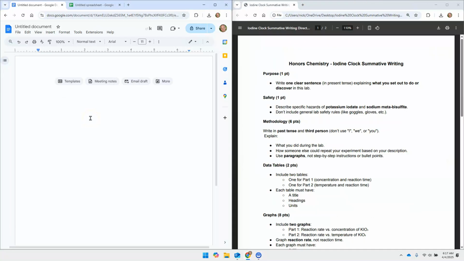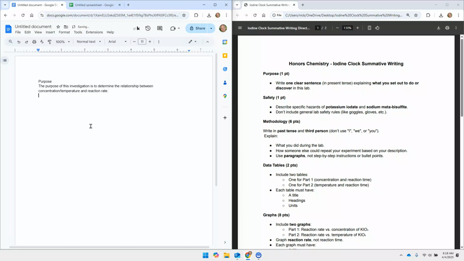The first thing that we're going to need is a purpose. So I'm going to create my heading for purpose. Now, the purpose of the lab, we had two. We were investigating the relationship between concentration and reaction rate, and then we were investigating the relationship between temperature and reaction rate. So in one sentence, you could say something along the lines of, the purpose of this investigation is to determine the relationship between concentration/temperature and reaction rate.